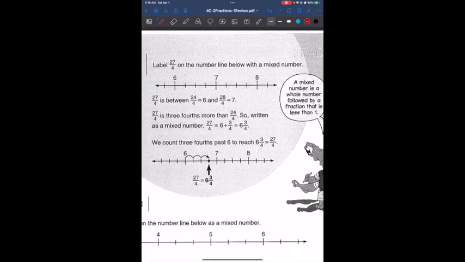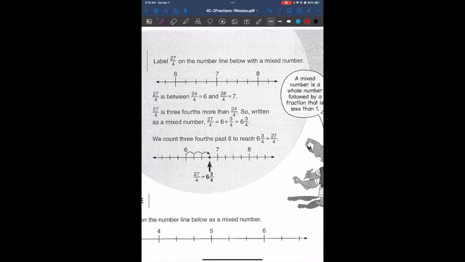Now it says label 27 over 4 on the number line below with the mixed number. Now, so 27 over 4 is between 24 over 4 and 28 over 4. And so 24 over 4 is 6 and 28 over 4 is 7. So 27 over 4 is between 6 and 7.